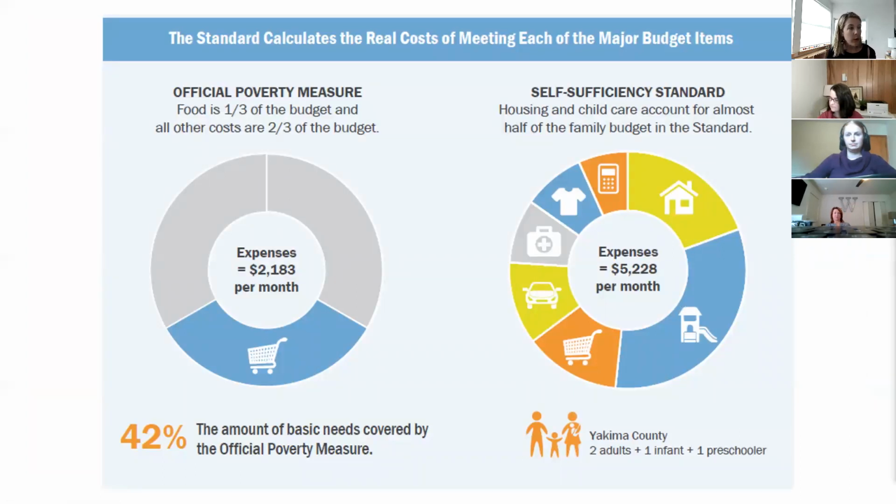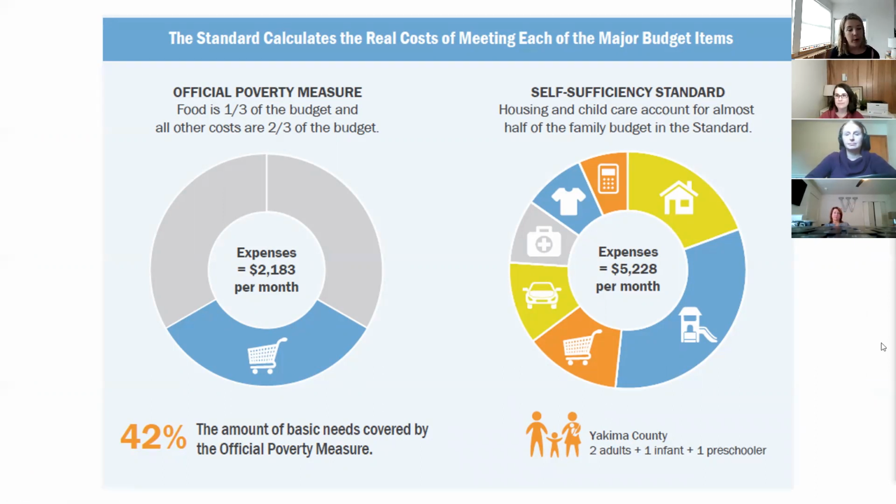So just to go back and talk about the official poverty measure and how the self-sufficiency standard compares with it. The standard focuses on calculating all of the costs of a family, not just food like the official poverty measure does. To further demonstrate this inadequacy of the official poverty measure, the figure shows the range of costs that go into making a family's budget.